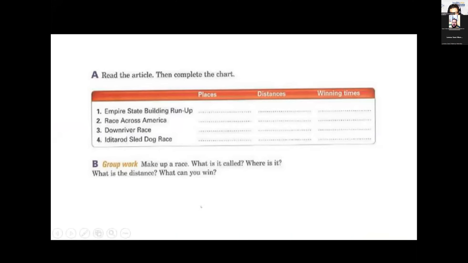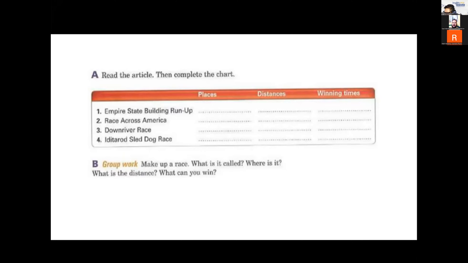It says, make up a race, what it is called, where it is, and what is the distance, and what you win. Vamos a hacer estas dos actividades y quiero que pongan mucha atención todos. En la parte B, luego que terminemos la parte A, usted va a hacer una carrera, es decir, va a pensar qué carrera podría ser. ¿Cómo le llamaría usted a esa carrera? ¿Carrera de qué? ¿De comer pupusas? No sé, ¿una carrera de qué? De quien llega a un lugar más rápido. I don't know, so you can think about it.